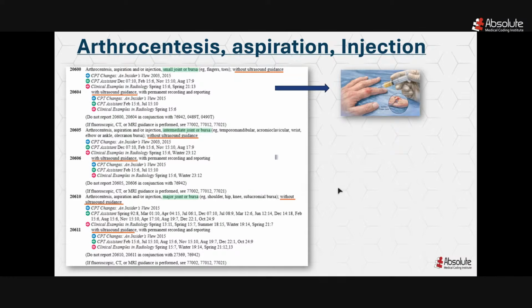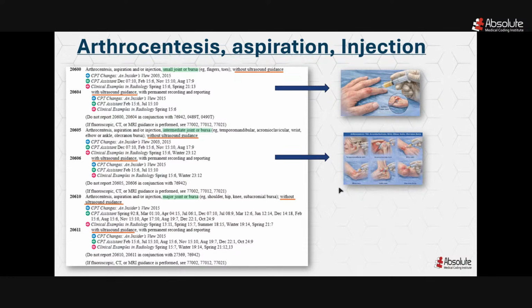And next we have the intermediate joint or bursa, such as the wrist, elbow, ankle, temporomandibular joint, acromioclavicular joint, or, I'm sorry, olecranon bursa. So here you use the CPT code 20605 when arthrocentesis is done without ultrasound guidance, and 20606 when the procedure is performed with ultrasound guidance.